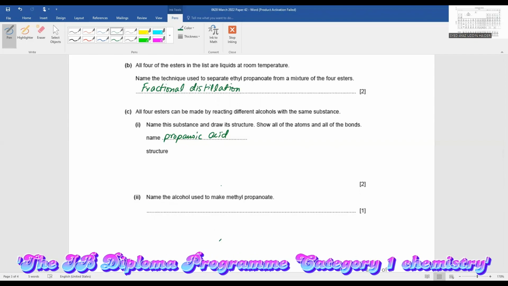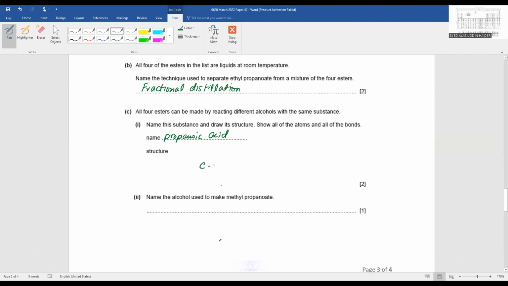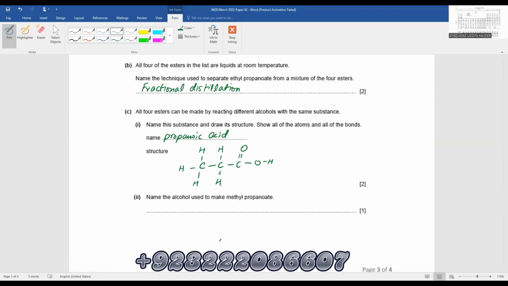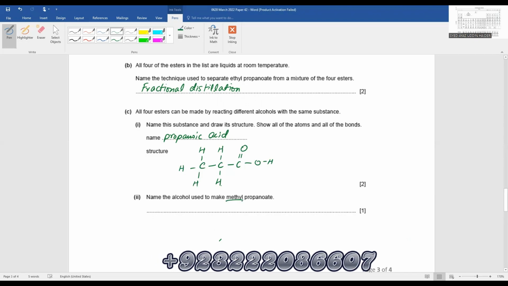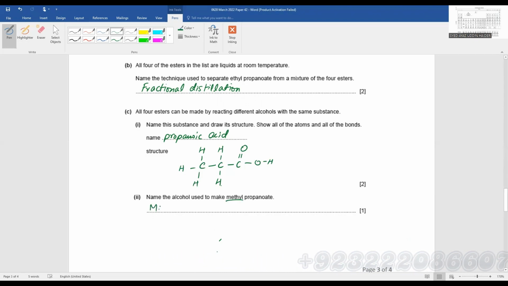So we have to draw the structure of propanoic acid. There are three atoms of carbon: 1, 2, 3. The third one will definitely carry the functional group, that is COOH. I'm showing each bond. Name the alcohol used to make methyl propanoate. Methyl, the alkyl group, is coming from the alcohol. So we have methanol.